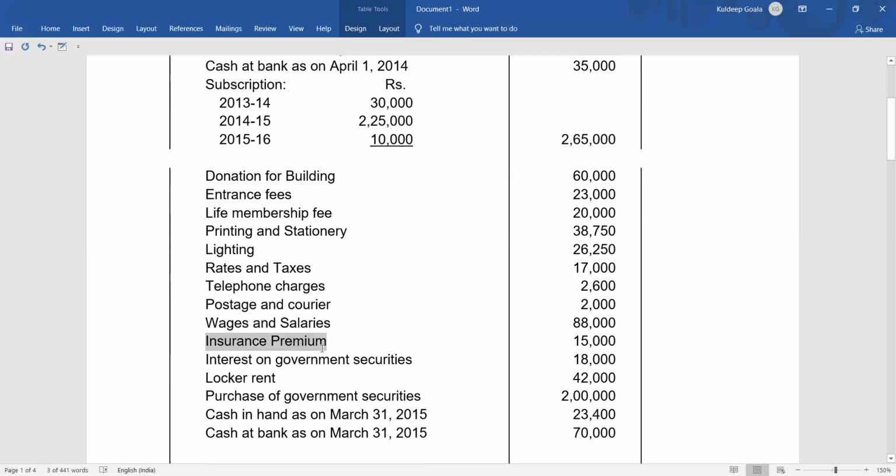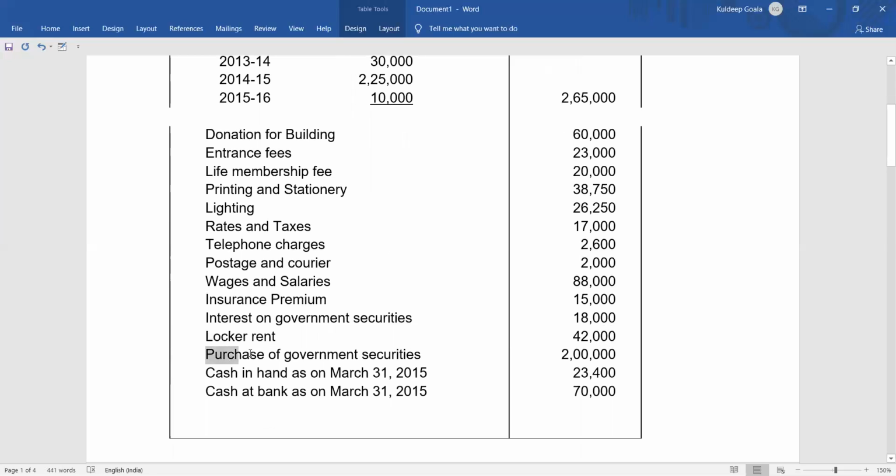Then coming to the next one, insurance premium, you all know that it's a payment. And interest on government securities, it is a receipt because we have invested some amount of money in government securities, so we are getting interest from there, so it is a receipt. Okay, receipt. Then locker rent, this type of facility is provided by NGOs, so it is also a receipt.